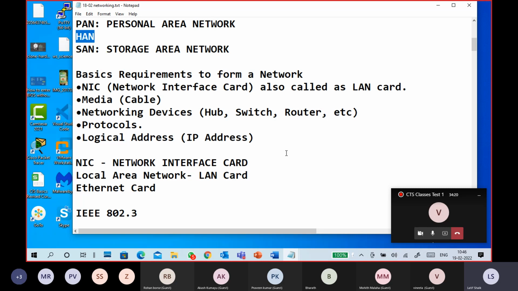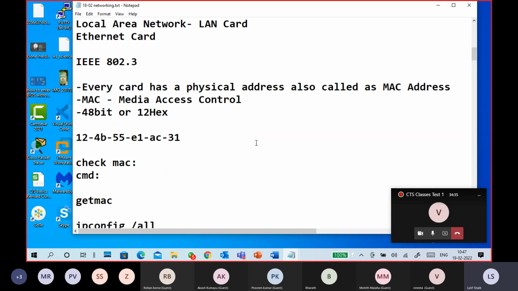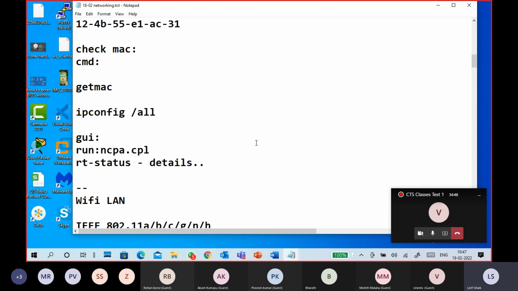So to configure a simple network, you need a NIC, media cables, networking devices, protocols, and logical addresses. So here it is. NIC is a network interface card, also called an Ethernet card, LAN card, whatever the name is. It contains a physical address called a MAC address. MAC means media access control, 48-bit, 12 hexadecimal digits. And how to check the MAC address? Run ipconfig /all, or go to network settings, go to the adapter, right click, status, details.